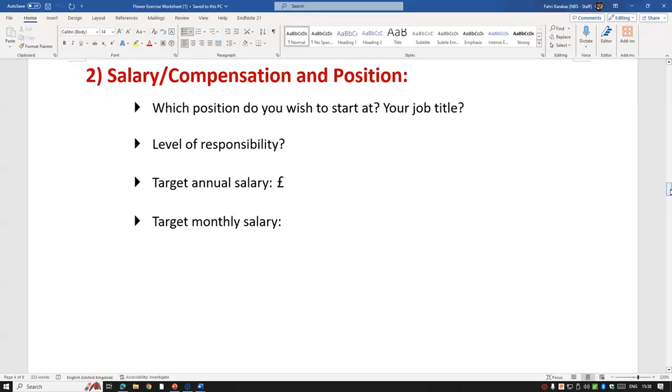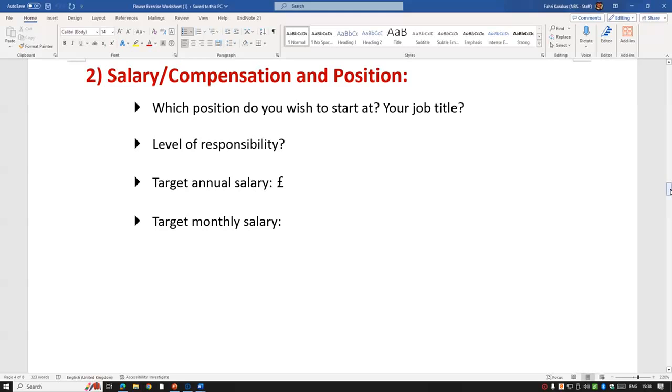This is before tax, the gross total. Okay. What is your target annual salary? And then target monthly salary, this is after tax. What do you actually get after tax, after reductions?